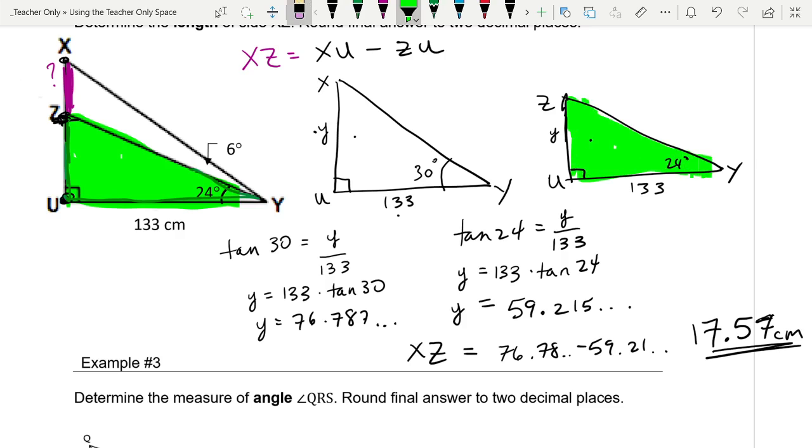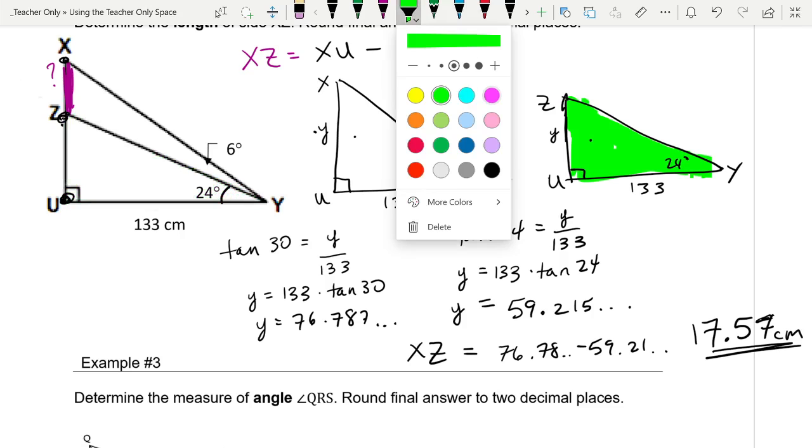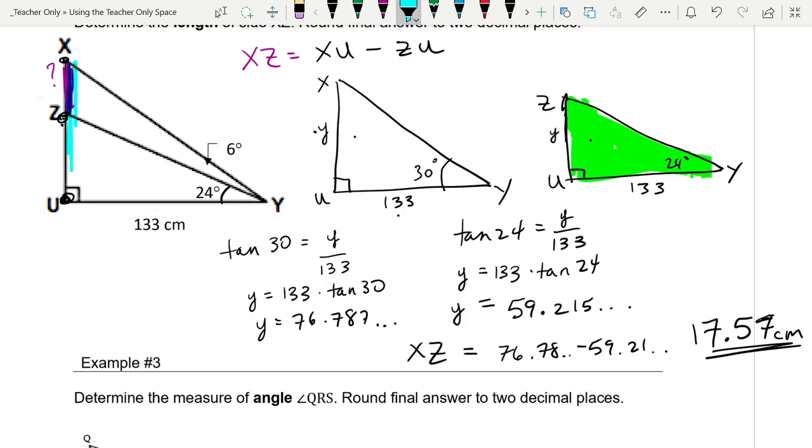Okay, now let me get rid of the green. Then, let me use a different color. Let me use blue. This blue triangle is right here. Right? So how did I get the 30? Because it's the whole angle from there to there.